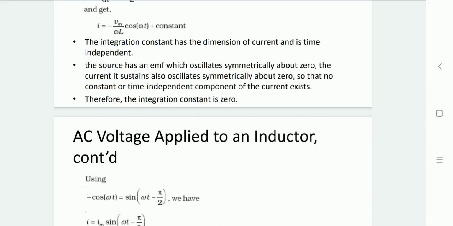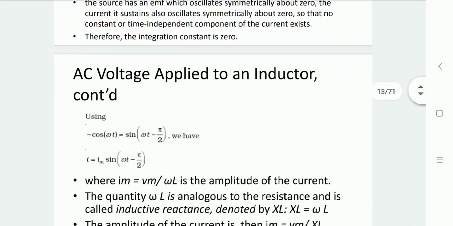For that, we need to write that minus cos omega t equals sine omega t minus pi by 2. If it were cos omega t, then it would be sine omega t plus pi by 2, and that is the form we are supposed to write. Here the minus cos omega t is there, so write sine omega t minus pi by 2. So the current equation can be rewritten as Im sine omega t minus pi by 2.